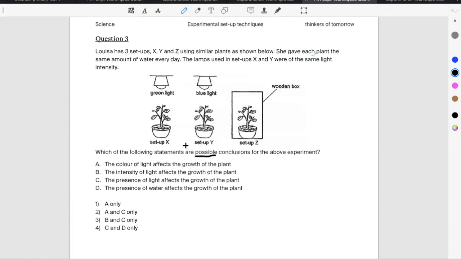The presence of light affects the growth of the plant. You know why I can also accept that? Do you know why that is also possible? Because in the wooden box, it tells me that this plant has no light. These 2 plants have light. So remember, one has light, one doesn't have light. I use the word presence. So I could also be testing for the presence of light, whether it affects the growth of the plant. Presence of water? No, because they already said that they use the same amount of water every day. So the best answer for this is number 2, A and C. Possible conclusions.